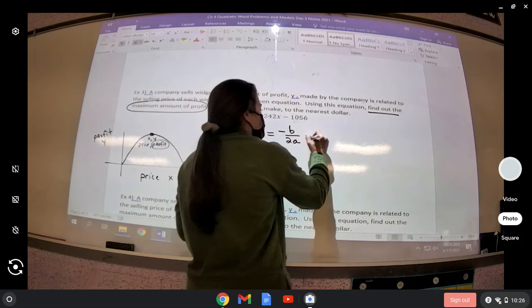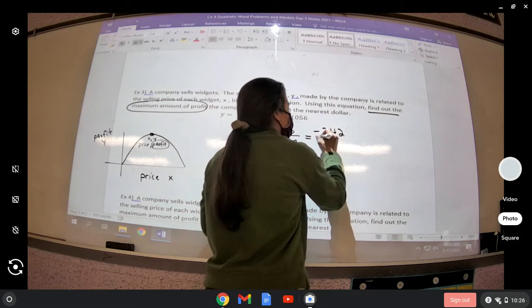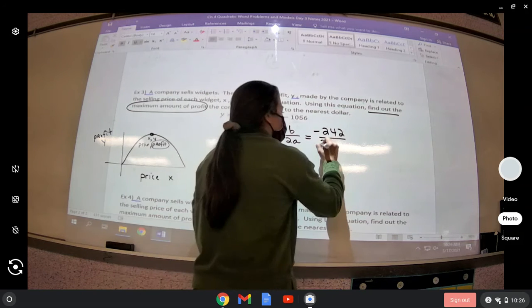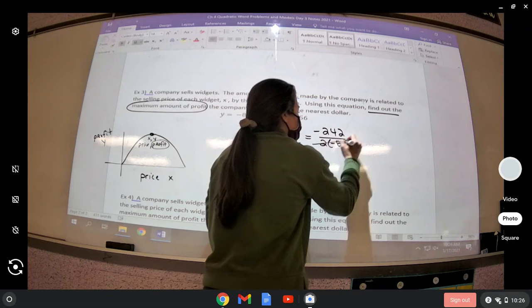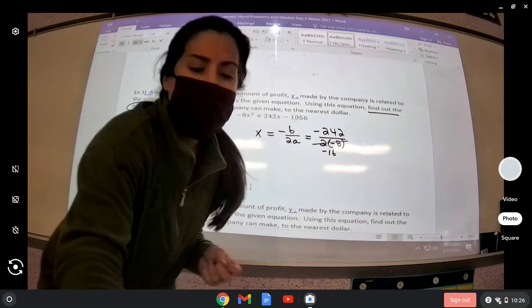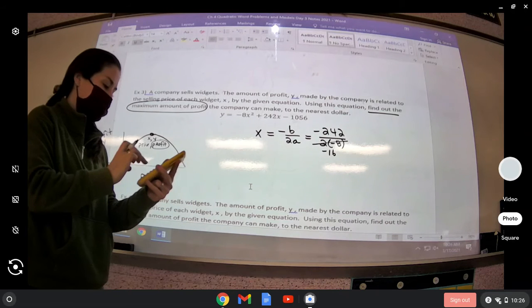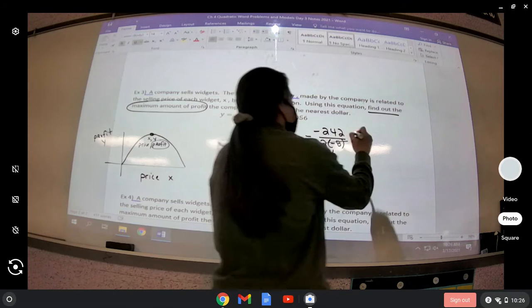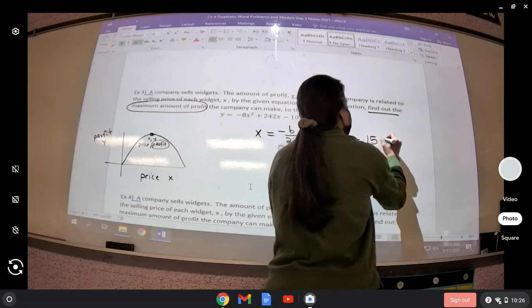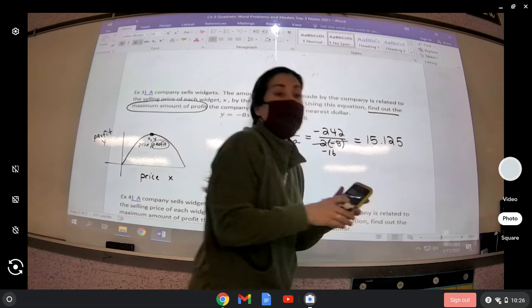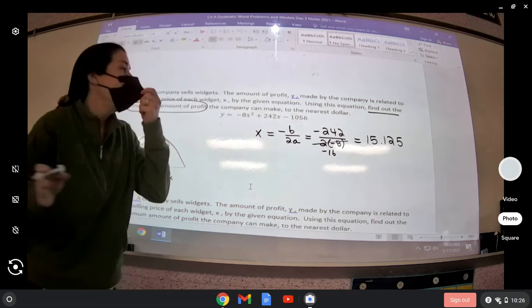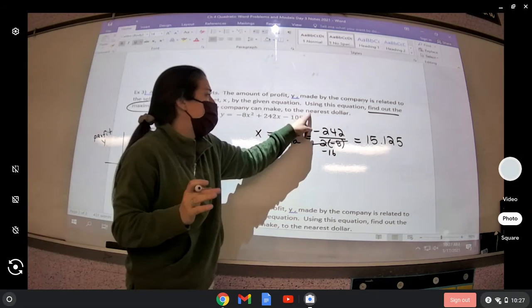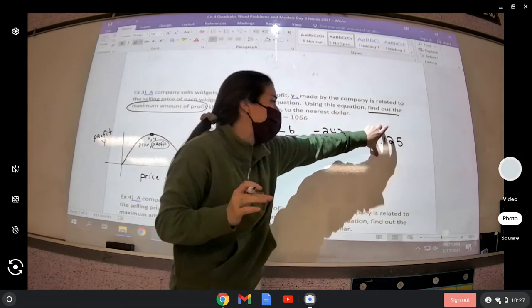So we're still going to have to do negative b over 2a. So that's going to be negative 242 divided by 2 times negative 8, which is negative 16. So what is that perfect price? I got 15.125.